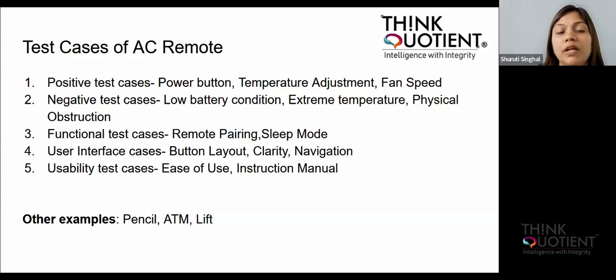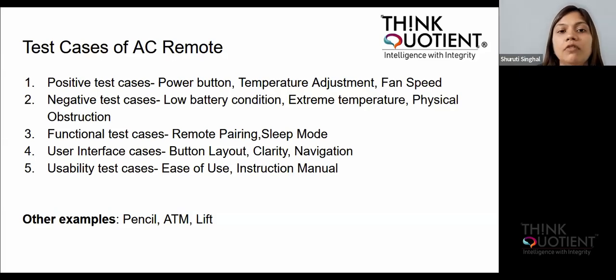What is happening if there is extreme temperature? So if my remote is kept in an extremely hot or cold temperature, how is the performance going to be affected, right? If there is something coming in between the AC and the remote, how is my remote still working? Okay. Then we have some functional test cases.